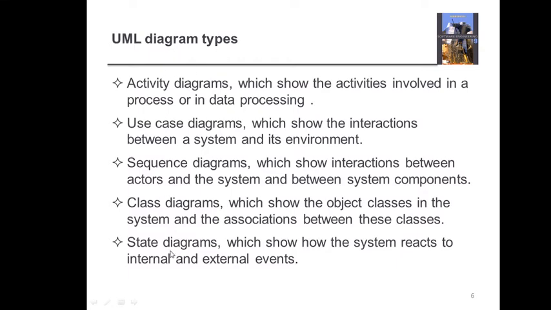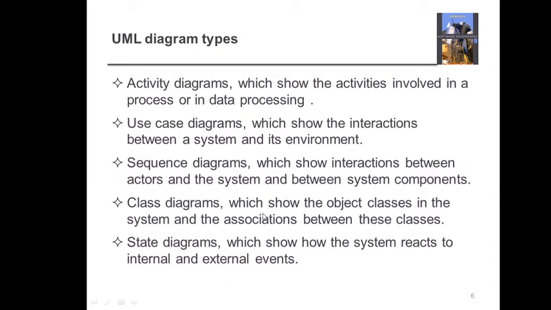These are the few listed here: activity diagram, use case diagram, sequence diagram, class diagram, and state diagram. So roughly what are these? The activity diagram shows the activities involved in a process or in data processing. From the name it is clear, it represents the activities only. The use case diagram shows the interaction between a system and its environment. We have seen that in the previous slide. The sequence diagram shows interaction between actors and the system and between the system components.